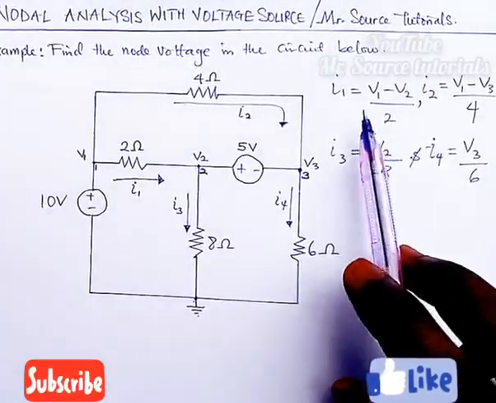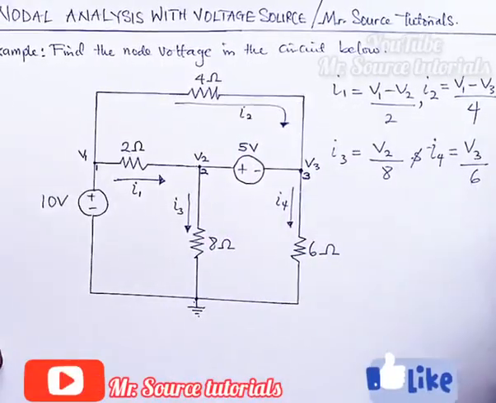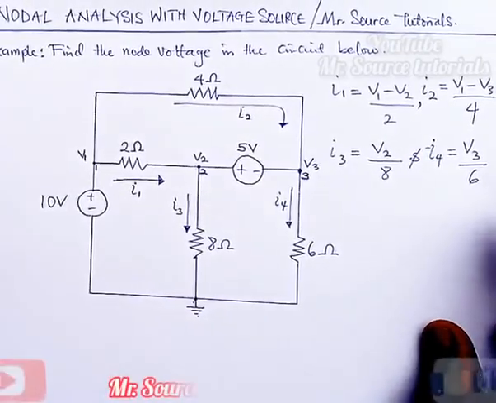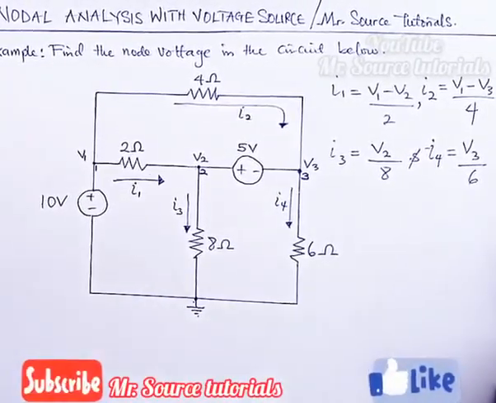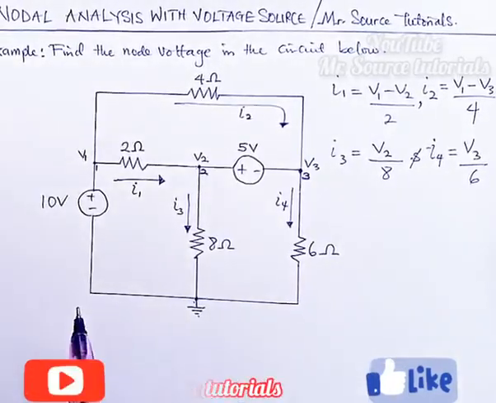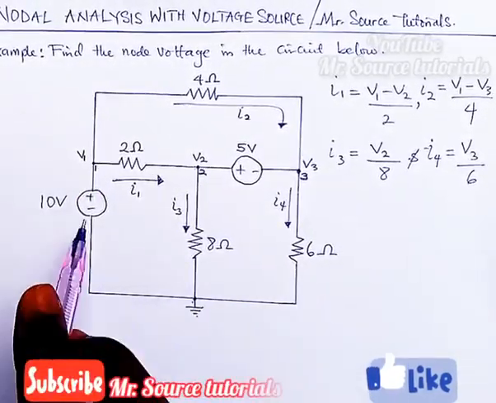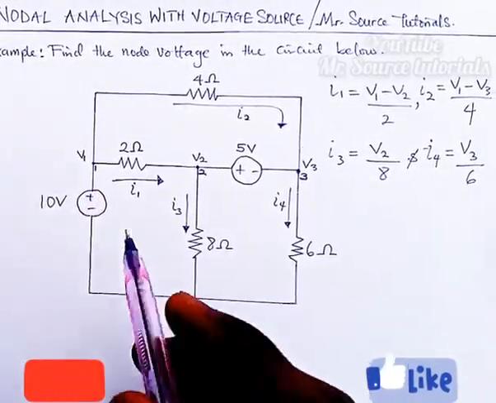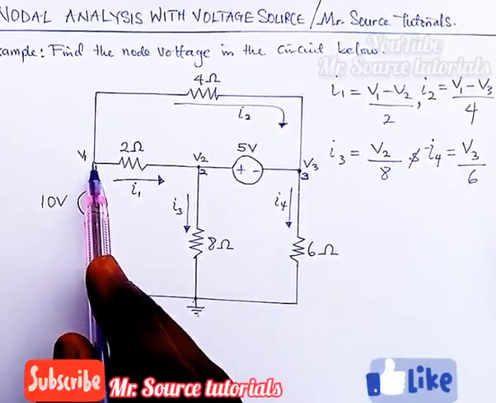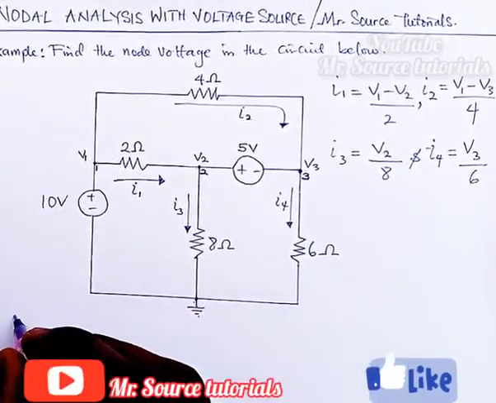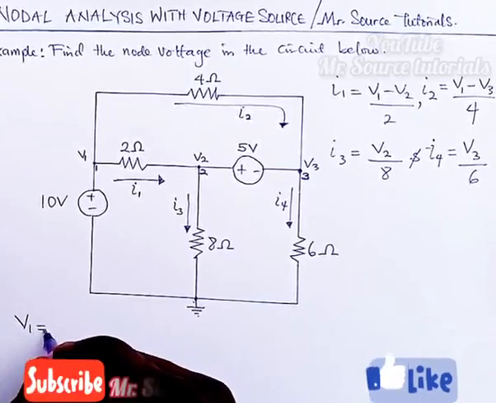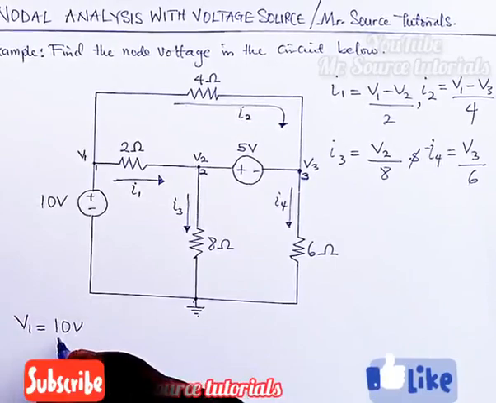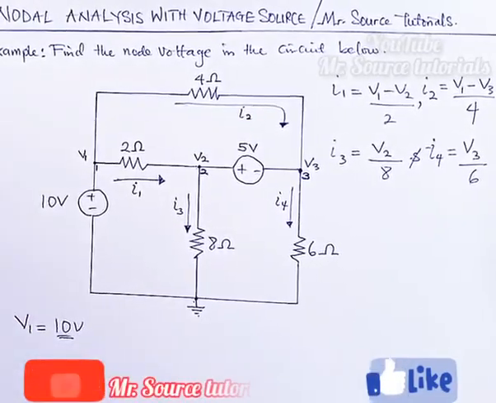These are the values of current across each resistor in the circuit. As we said previously, we have two cases in which a voltage source can be applied to this circuit. The first case is when the voltage source is applied directly between a non-reference node and the reference node. In this case, it's very simple: you just say this voltage source is applied to V1. You just say that V1 is simply equal to 10 volts, which is this voltage. Okay, that one is gone.